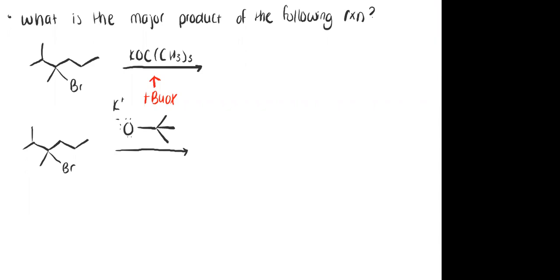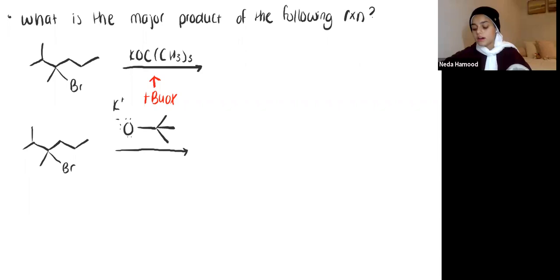The major is going to be the Hofmann. So the first thing I like to do is write where the alpha carbon is so that I can have all of my beta carbons over here. And then the next thing I like to do is write in where I have my hydrogens. So I have hydrogens here. And so where is the least substituted hydrogen? Is it going to be in 1, 2, or 3?